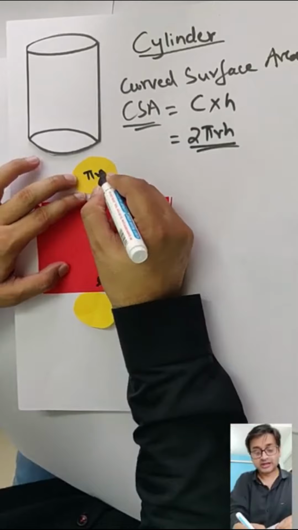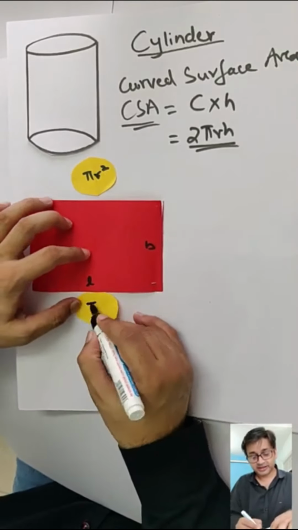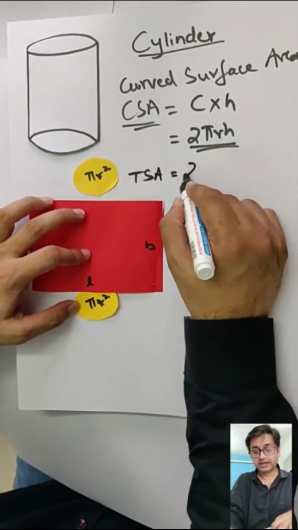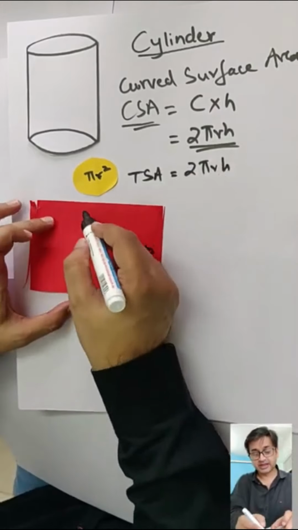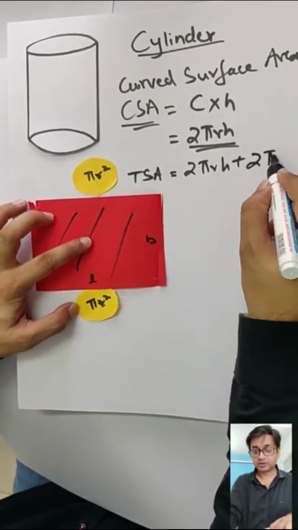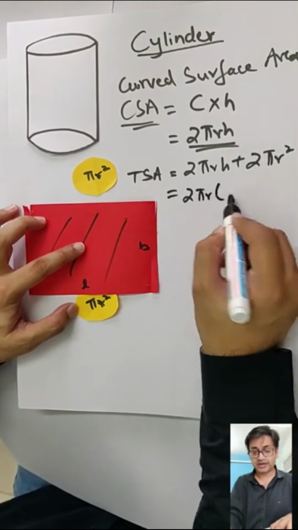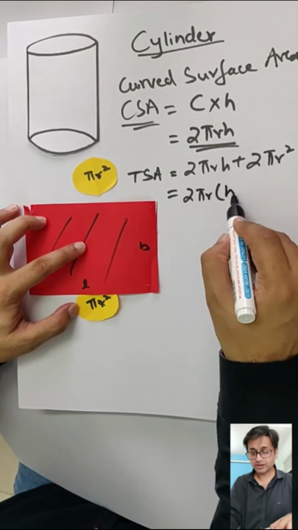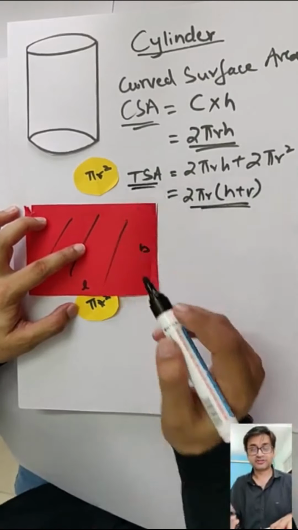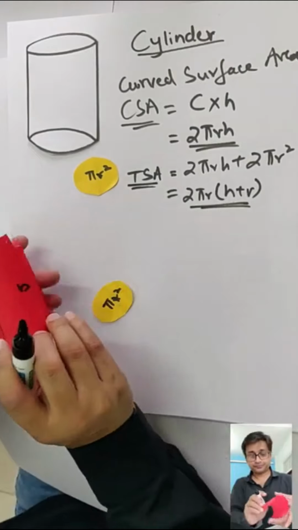Likewise, one circle's area is pi r square. Another circle's area, another pi r square. So now if you wish to find total surface area, you will take the curved surface area, that is this entire region, plus this circle, plus this circle. So two circles, so 2 times pi r square. What can I pull out common? So 2 pi r can be pulled common. H plus r is left. So you got the formula for total surface area. Did I make it really simple? Come on, now you can pull it up.